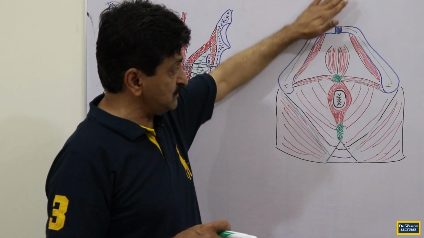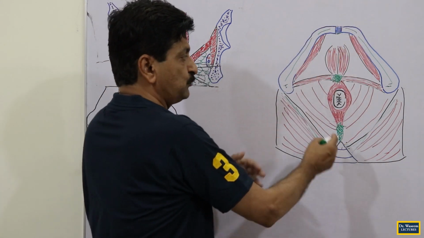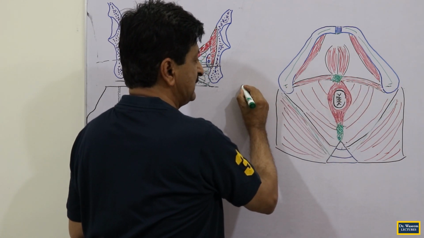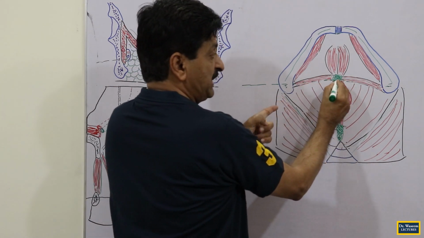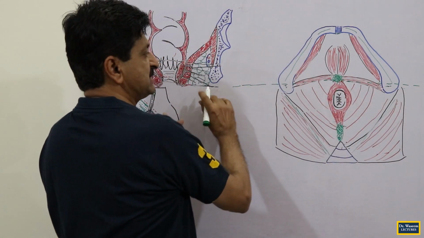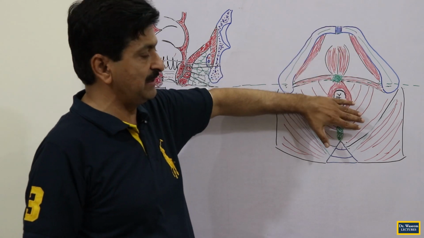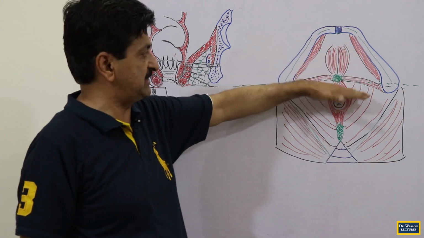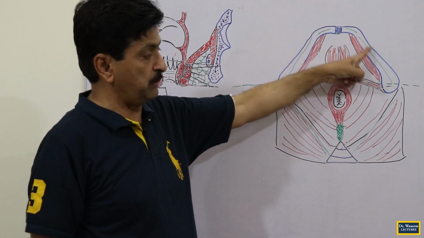As far as the skin is concerned, we have already told you that the perineal boundaries are divided into two triangles by an imaginary line that we can draw across the two ischial tuberosities. That will pass through the perineal body. This dotted line is an imaginary line passing across the two ischial tuberosities, and it divides the perineum into two triangles. This is the anterior triangle, with the apex anteriorly, the base being the imaginary line, and the two sides formed by the pubic rami.